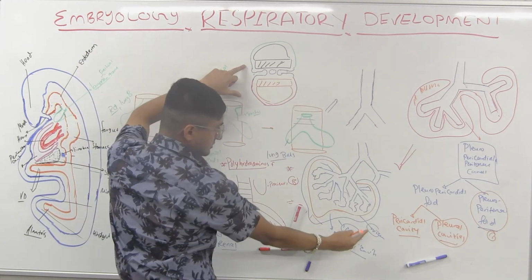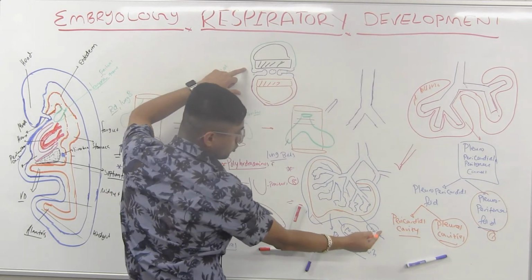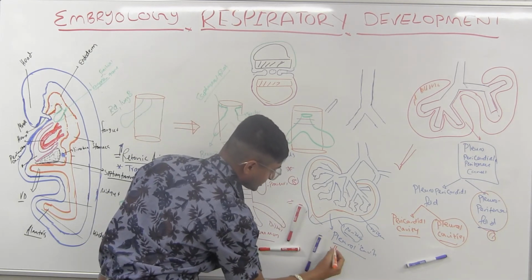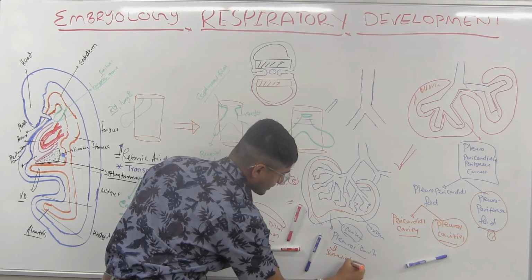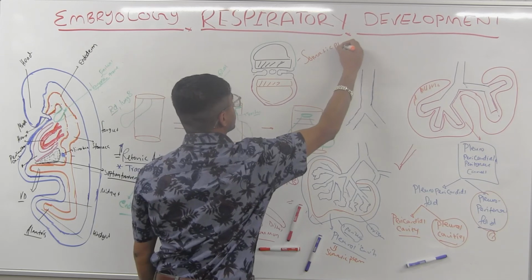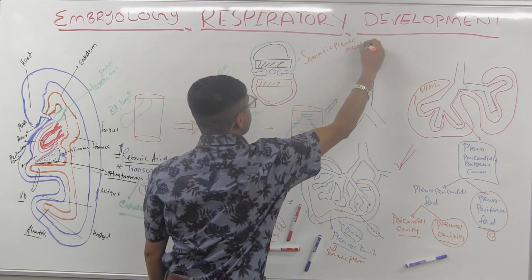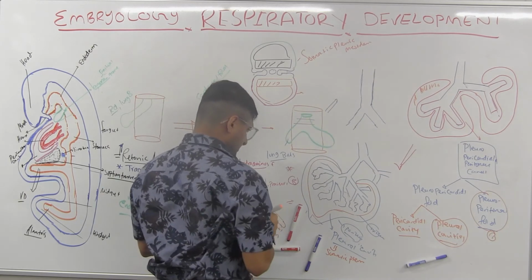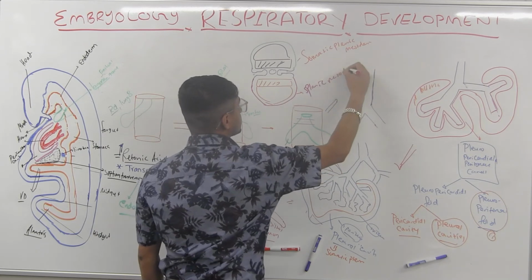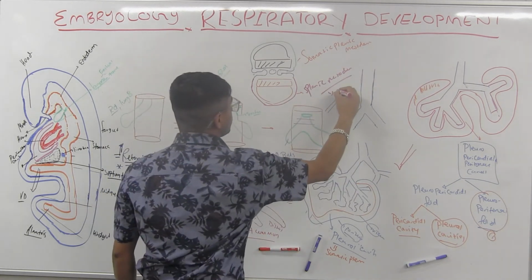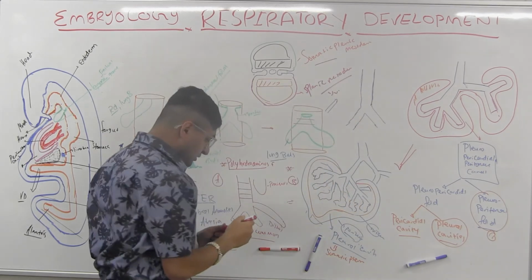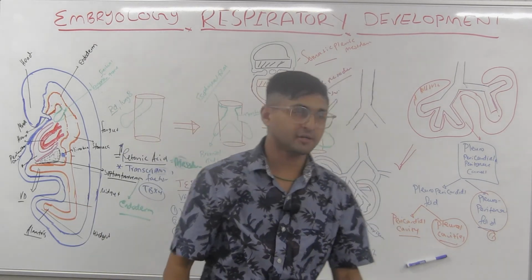Now, the reason why the parietal pleura forms is that the cells are coming from your somatic mesoderm, which we can call the somatic pleuric mesoderm. And this one is called splanchnic mesoderm. I don't know how to spell this. So this is giving rise to the visceral mesoderm of your lungs, and this one is giving rise to the parietal pleuric mesoderm.